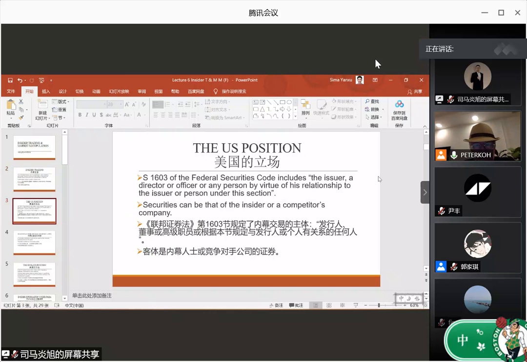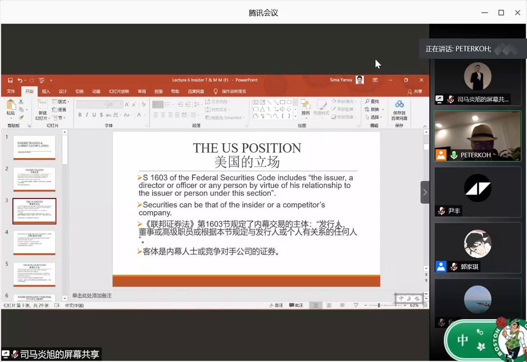Okay, next slide, please. Now, US position. Insider trading for many years is a very popular course at Harvard 大学. You know, it's a very famous course under securities regulations, right? So 美国的立场. Then the Federal Securities Code mentioned something. It is the issuer, a director, or officer. Director can be 董事, an officer includes 管理人, or by any person by virtue of his relationships to the issuer.